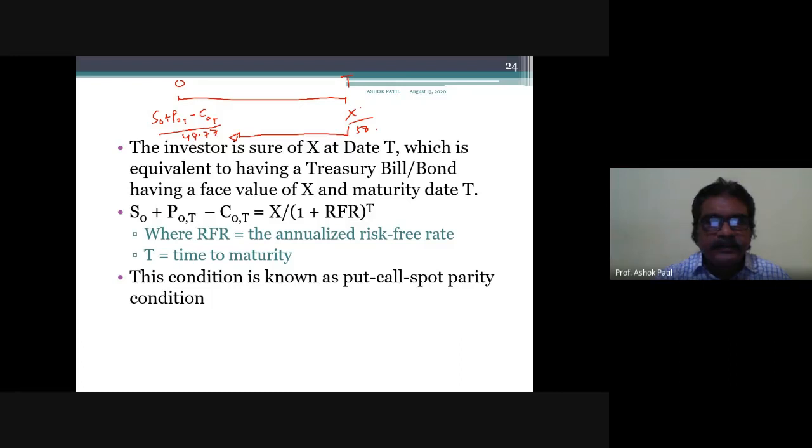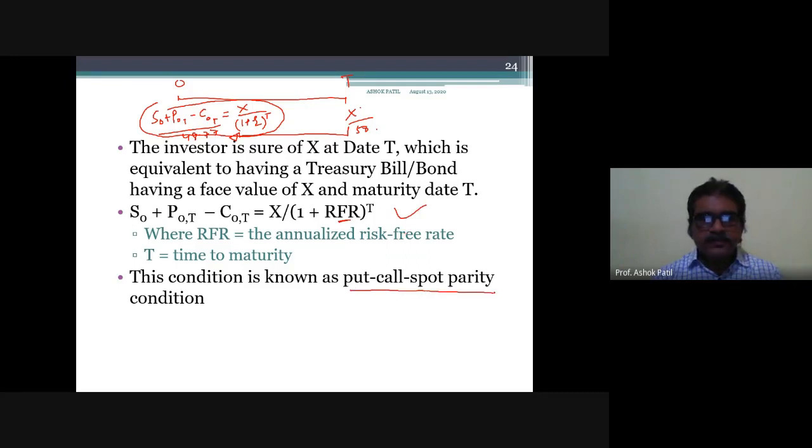Right? And if it is a government bond, I can use the RFR, the risk-free rate, there. So this equation is looking like that. The investment should be equal to X, that is X upon 1 plus RFR raised to whatever is the period, that is T in this case. So this equation, S plus P minus C equal to X upon 1 plus RFR, is called the put-call spot parity equation.